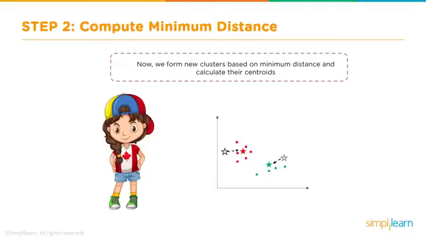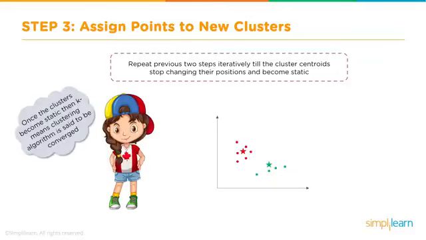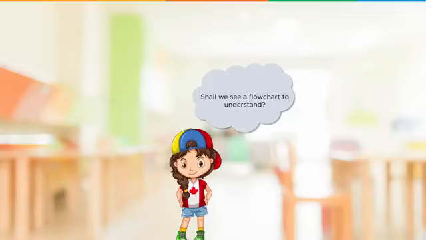So we figure out what the best distance is for the centroid, then we move the centroid and recalculate those distances. Repeat previous two steps iteratively till the cluster centroids stop changing their positions and become static. Once the clusters become static, then the k-means clustering algorithm is said to be converged. And there's another term we see throughout machine learning: converged. That means whatever math we're using to figure out the answer has come to a solution, or it's converged on an answer. Shall we see the flowchart to understand?